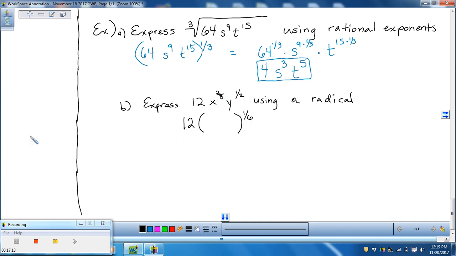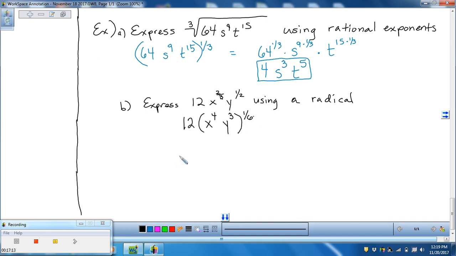2/3 in terms of 6ths would be 4/6. This would be x to the 4th. And then 1/2 would be 3/6, so on the inside we would have y to the 3rd. If you multiply this out, we get x to the 4/6, which is the same as 2/3, y to the 3rd times 1/6 would be y to the 3/6, which is the same as y to the 1/2.